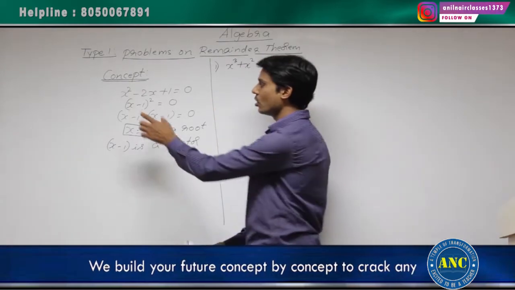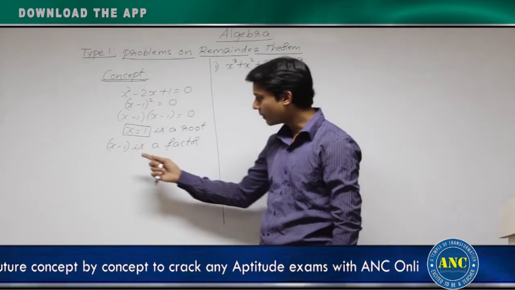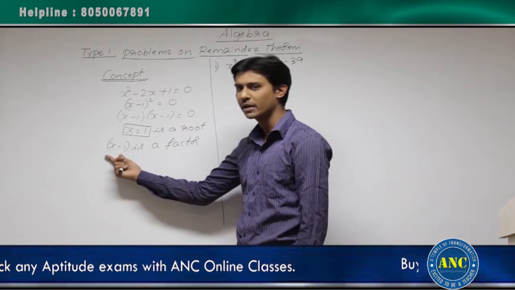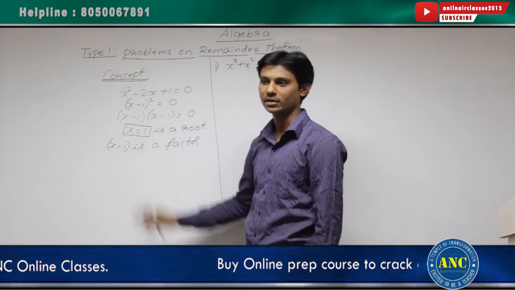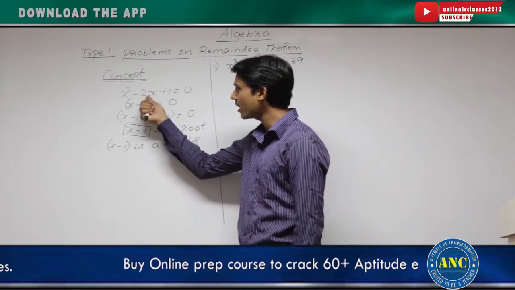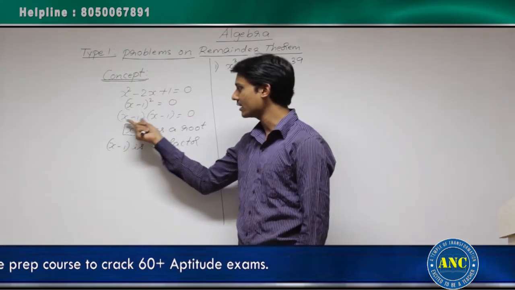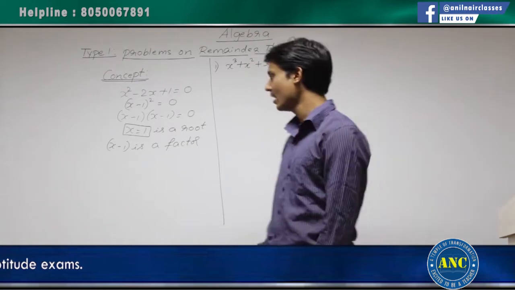Now, what did I do? If the expression is x square minus 2x plus 1, then x minus 1 will be a factor. How did I get x minus 1 as a factor? I did all the calculation that needed to be done. I factorized the expression x square minus 2x plus 1, and got (x minus 1) into (x minus 1). From there I got x minus 1 as a factor.